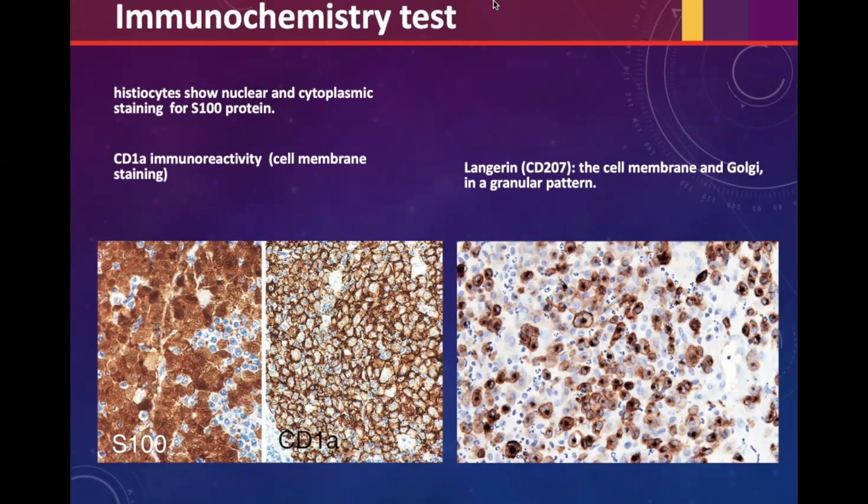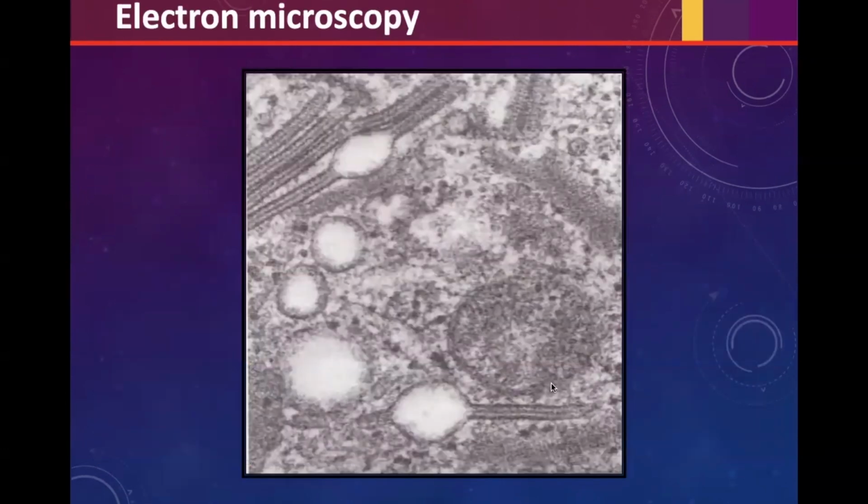The histiocytes show nuclear and cytoplasmic staining for S100, CD1a immunoreactivity in the cell membrane, and for Langerhans, CD207, in the cell membrane and the Golgi in a granular pattern. Historically, the Birbeck granules, which are rod-shaped organelles with a central striation and terminal vesicular dilatation like a tennis racket appearance. But the confirmation of cytoplasmic Birbeck granules by electron microscopy is now no longer necessary for the diagnosis.